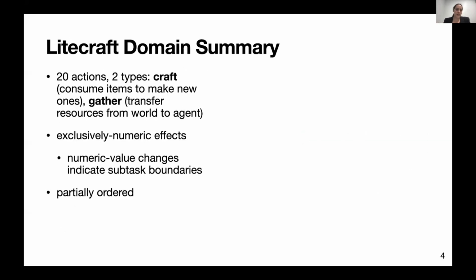The domain I'm going to use is called Lightcraft. It's a simplified crafting domain based on the crafting system of Minecraft. There are 2 types of actions. The craft action consumes items to make new ones, and the gather actions transfer resources from the world into the agent inventory. These actions have exclusively numeric effects, so they operate by incrementing and decrementing counters in the state. Therefore changes in the numeric variables indicate the boundaries of subtasks. Also, the domain is partially ordered.